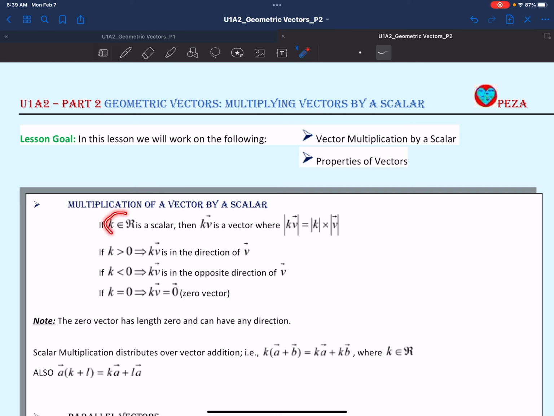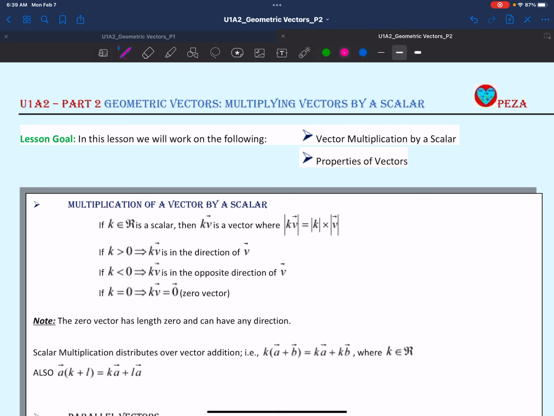So if k is a real number or a scalar, then k times vector v is a vector where the magnitude of vector kv equals the magnitude of k times the magnitude of vector v. Now, if k is a positive number, kv will be in the direction of v.